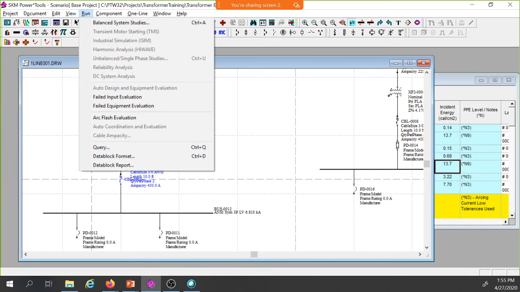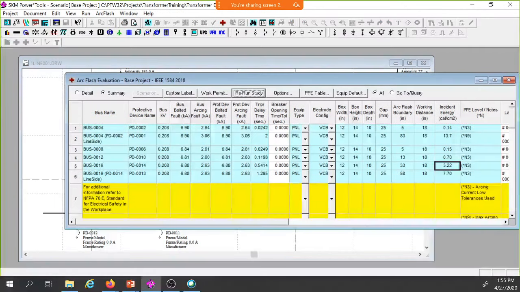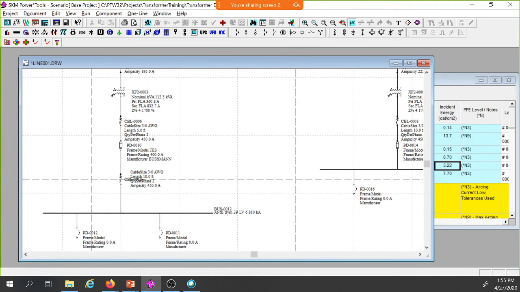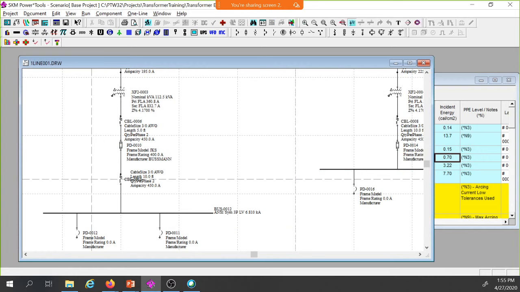right? So I'm going to run my arc flash evaluation. I'm going to rerun my study. And my bus, what number is that? 12? My bus 12 went to 0.7 calories per centimeter squared. You got to love that. That is what it's all about.